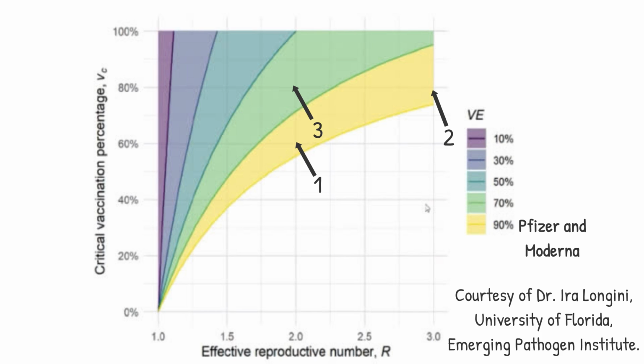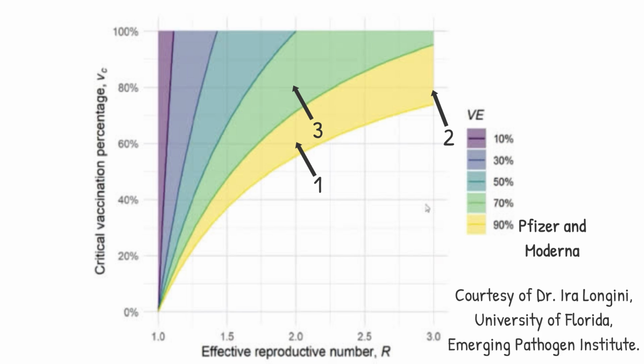the population would need to be vaccinated, arrow 1. A higher R sub naught of 3.0 would require 80% vaccination, arrow 2. Practically, what this means, in the midst of a surge with a high R sub naught, vaccination is unlikely to significantly reduce spread.